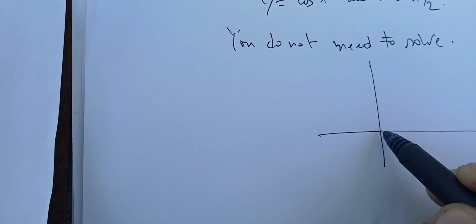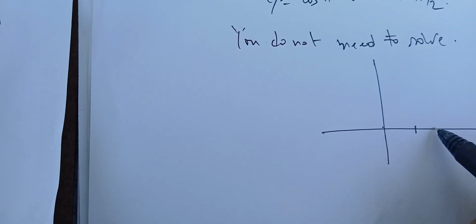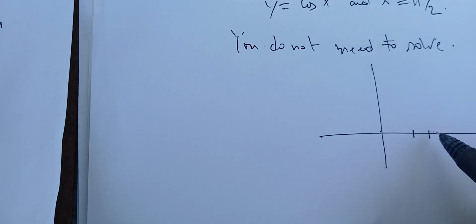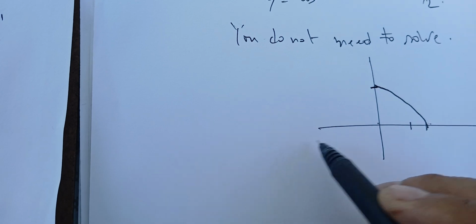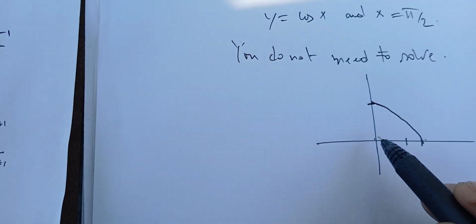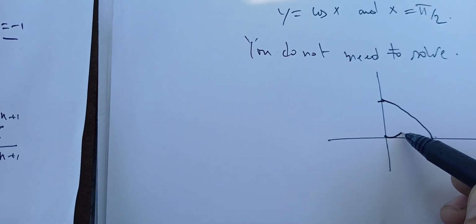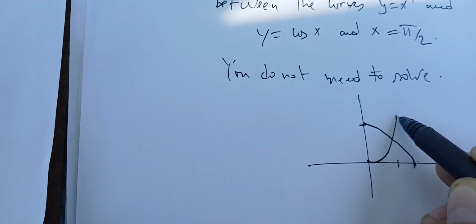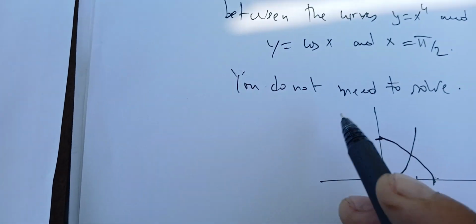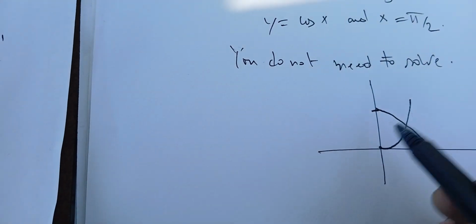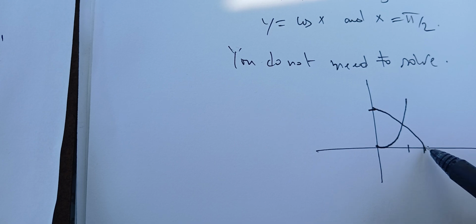So here we know the cosine. Let's say this is pi over 2, and this is 1. So the cosine is something like this. But x to the power 4 is gonna be, let's say, something like this. Okay, and we don't need to draw the other side, because we are just solving between this and pi over 2.